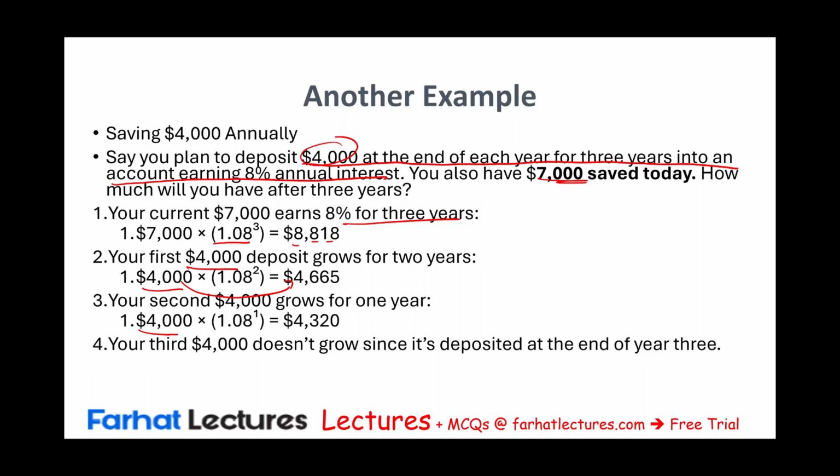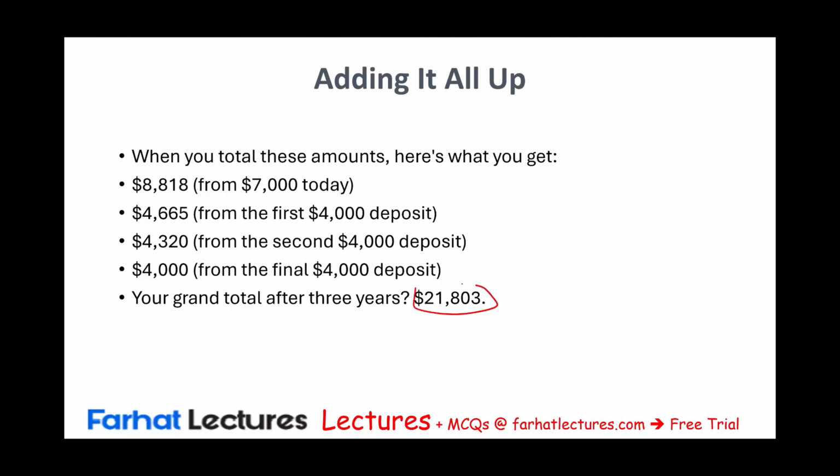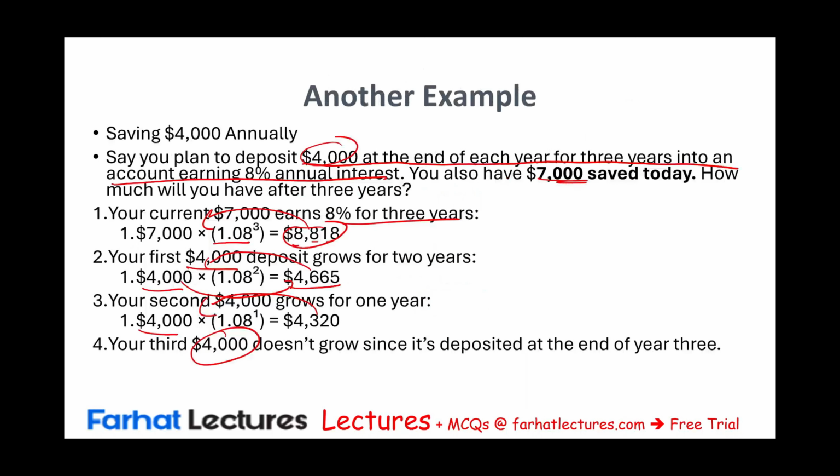Now you can add them all up. You will add up the 8,818 for the 7,000, the 4,665 that earned money for 2 years, the 4,320, plus the last 4,000, and your total investment would be, after 3 years, 21,803. Now, what is this example? This example is the future value of a single amount. So you can go to the tables, to the table of a future value of a single amount, look up the factor, n equal to 3, and what's the interest rate here equal to?